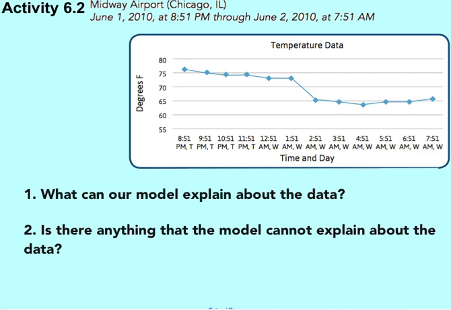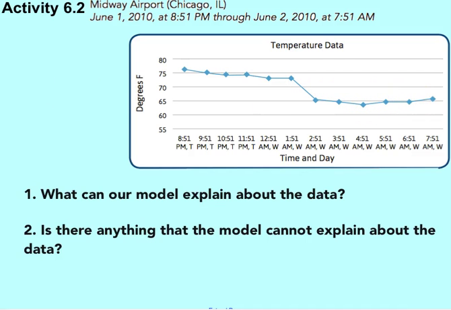Okay, so you've had a little bit of time. I'm not going to go through each of these with you, but I will go through this one with you to make sure you're on the right path. So what can our model explain about the data? Well, look at it. We see that the temperature is staying pretty steady. It's falling a little bit, and then all of a sudden it goes down sharply between 151 and 251. So in an hour, it drops about, well, not quite 10 degrees, about 8 degrees. And then it stays fairly steady.